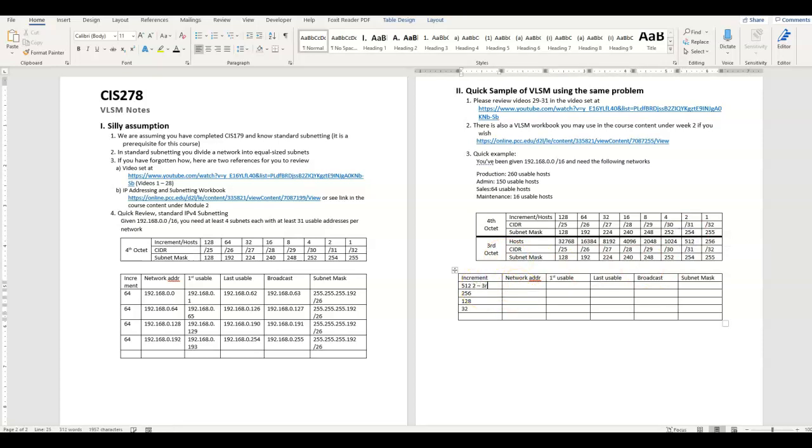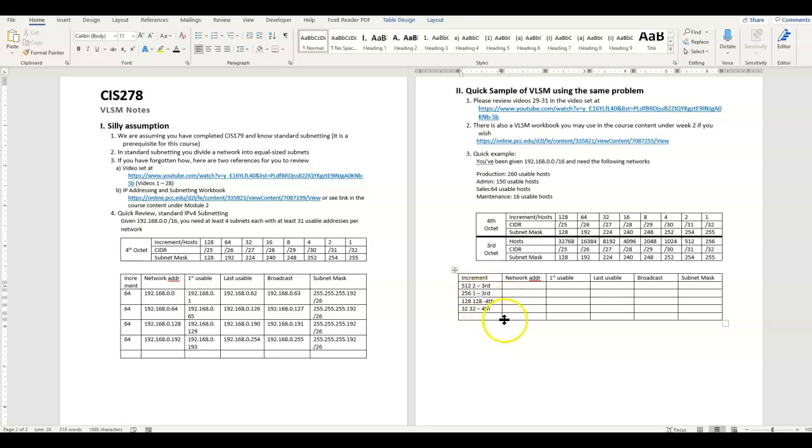2 in the third octet. Alright, 256 is a 1. Here's the 256 down here. 256 is a 1 in the third octet. Let's do it the same way I did the other one. A 128, that's here, is a 128 in the fourth octet. And then down here, a 32 is a 32 in the fourth octet.